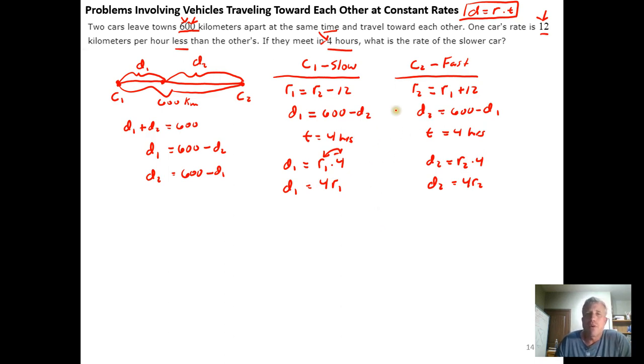And here's where you really want to pause once you've cataloged all of the information and say, what is it that I'm really trying to figure out? Well, we want to know the rate of the slow car.